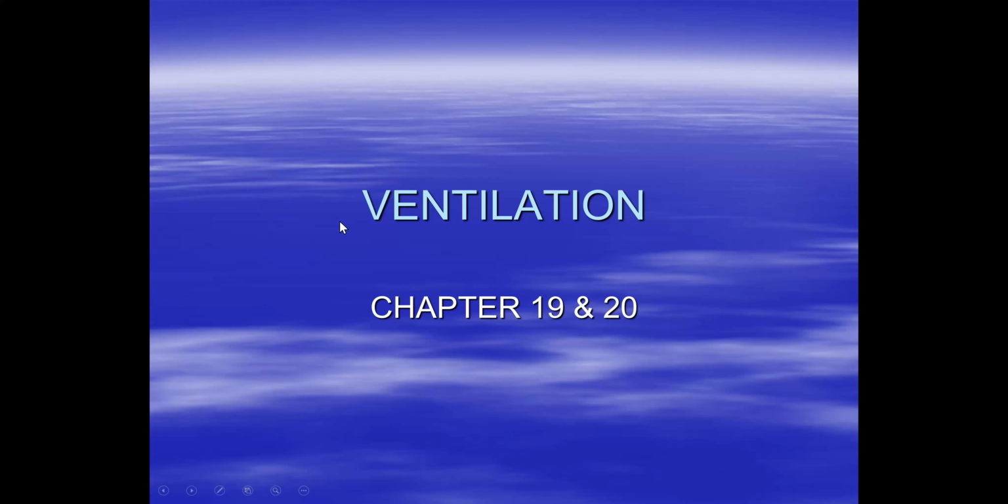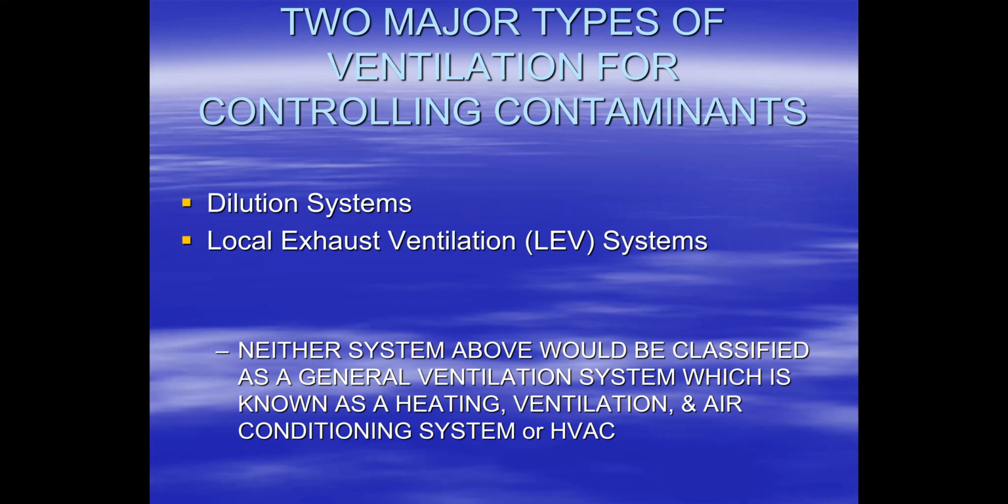Industrial hygiene, chapters 19 and 20, dilution ventilation and local exhaust ventilation control systems. The two major types of systems for controlling contaminants in the air.